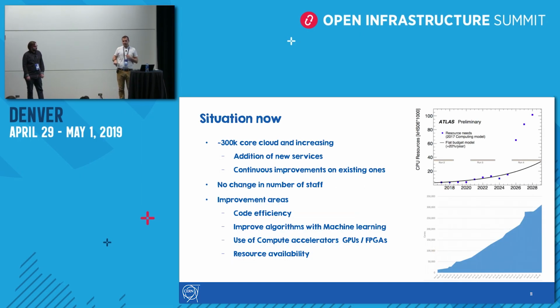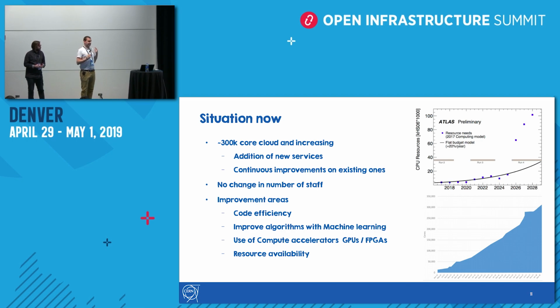If we look at now, the cloud has more than around 300,000 cores. We have been adding more and more services. We are continuously improving the existing ones. One thing that has been the same is that we have the same amount of staff managing the cloud. The cloud is several orders of magnitude bigger, and we have the very same team.